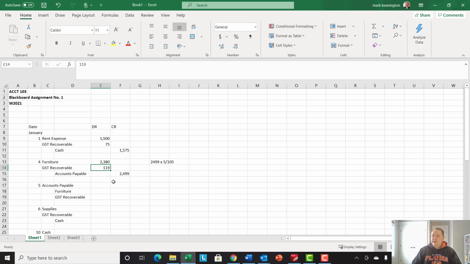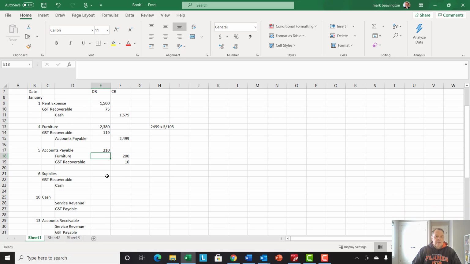Okay, then we take one damaged chair back to Leon's for a full refund. Well, they'll credit our account when they do that because we haven't paid for this. So what they're going to do is give us back $200 before GST. So it's a $200 credit to the furniture that we set up right up here. And the GST we get back is 5% of that, so that would be $10. So that means our accounts payable goes down by $210. We originally owed $24.99, and we're going to reduce that by $210.